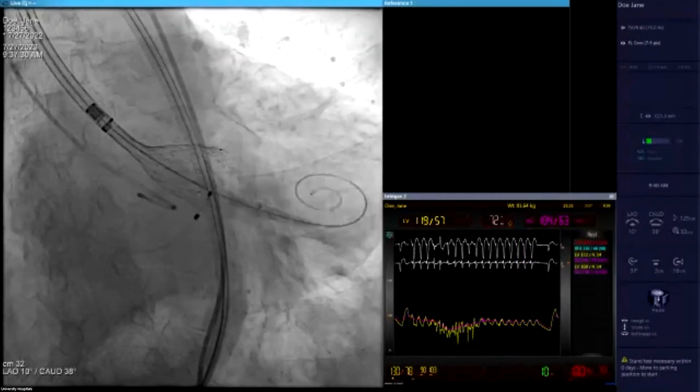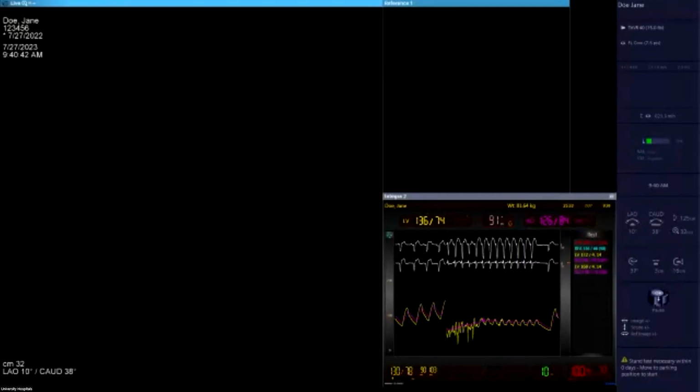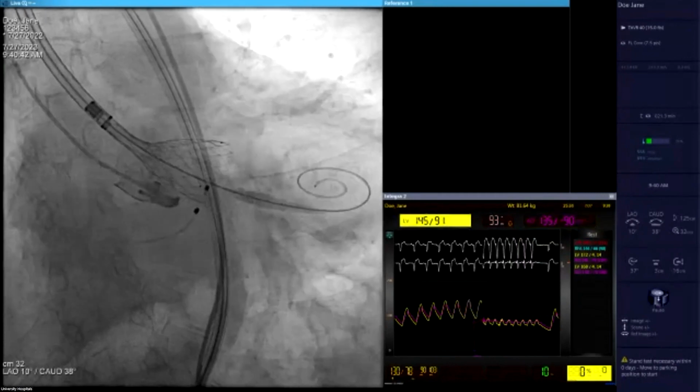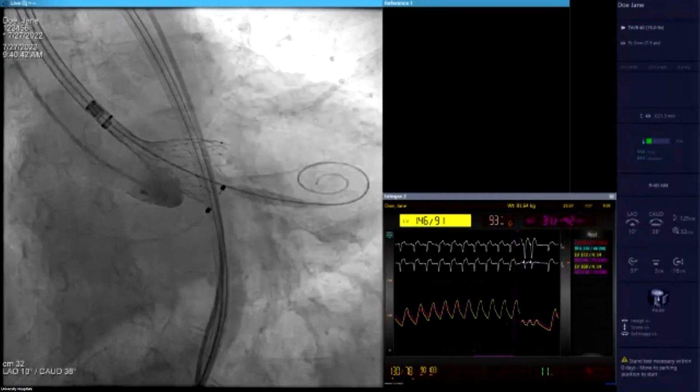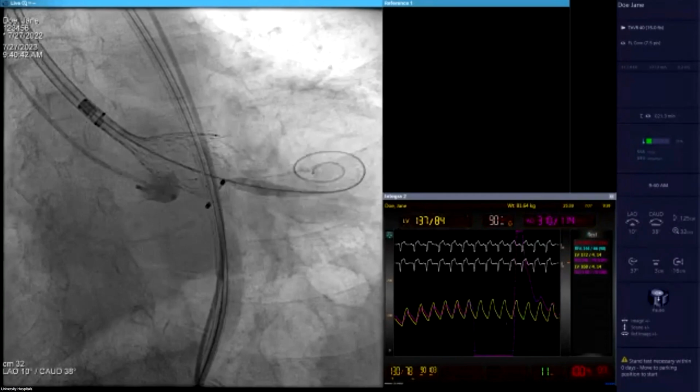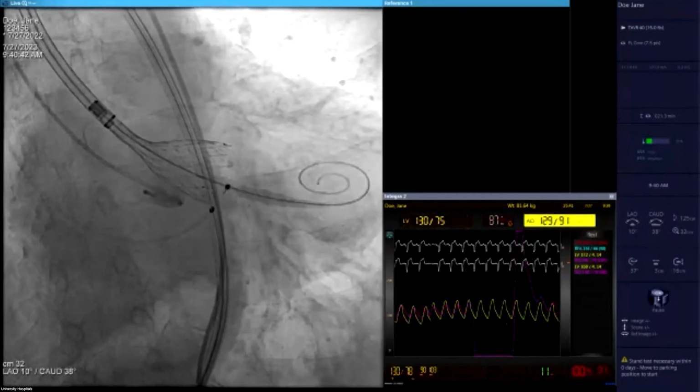I do a cine. Inject, inject. The valve dove a little bit, as you can see, right? Yep. So what we're gonna do now? What do we have to do?